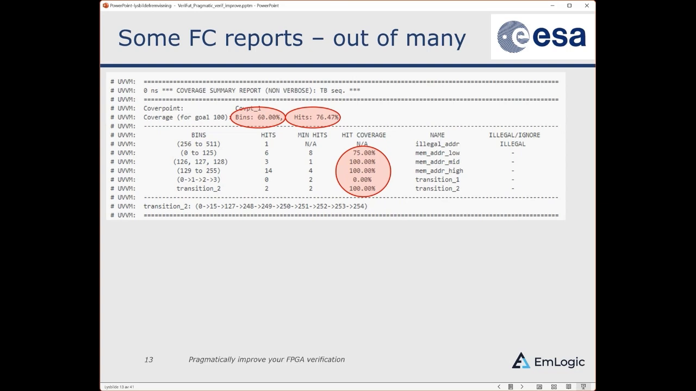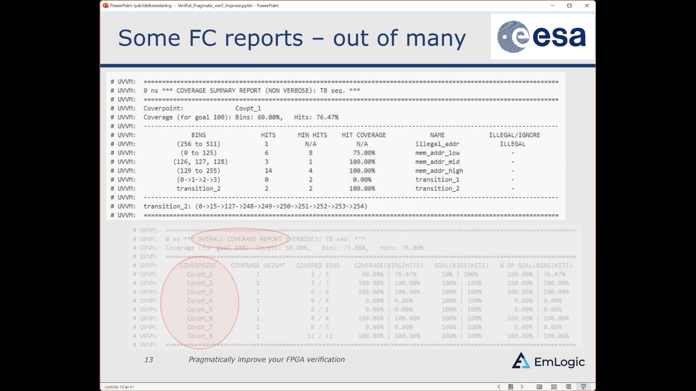Bin coverage being 60% because you can see that 3 out of 5 bins have reached 100% coverage. And the hit coverage is slightly higher because you also have some coverage in other bins. And having those two parameters, I think, is a good thing.